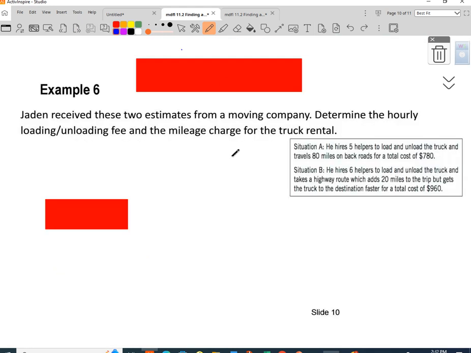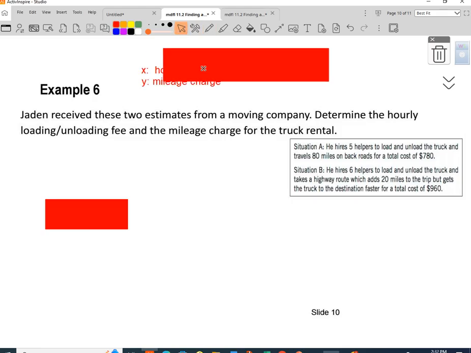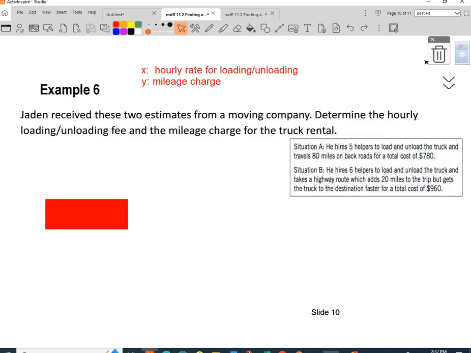Last but not least, number 6. There are 2 estimates in this little box here that Jaden received from a moving company, and he wants to determine the hourly loading and unloading fees and the mileage charge, like we just did in the last example. So we have to state what our variables represent, and I've been putting it up here, but I didn't talk about it. So we have to state what the x stands for, what the y stands for, and then we write our equations. It only makes sense if we know what x stands for and y stands for.